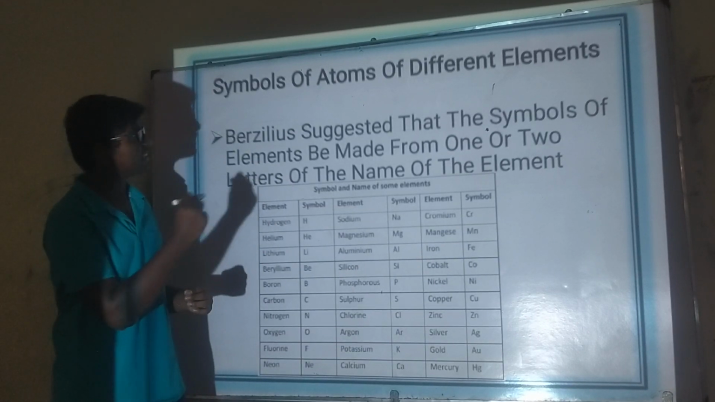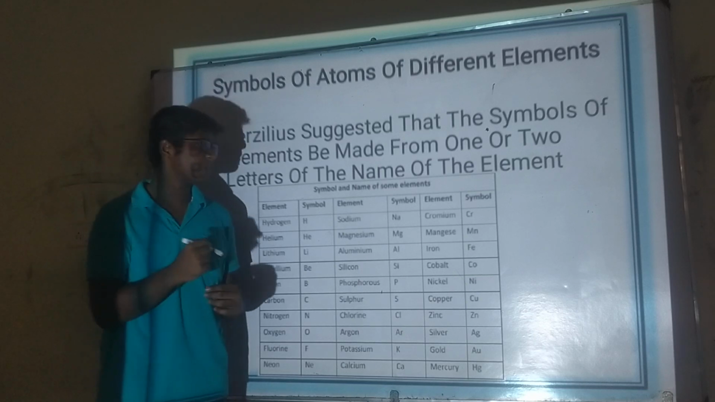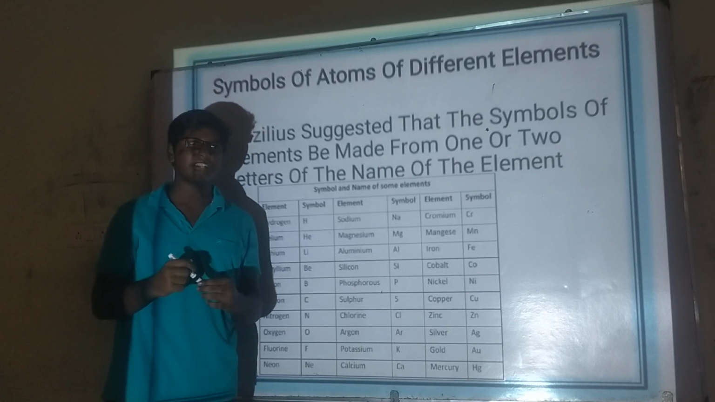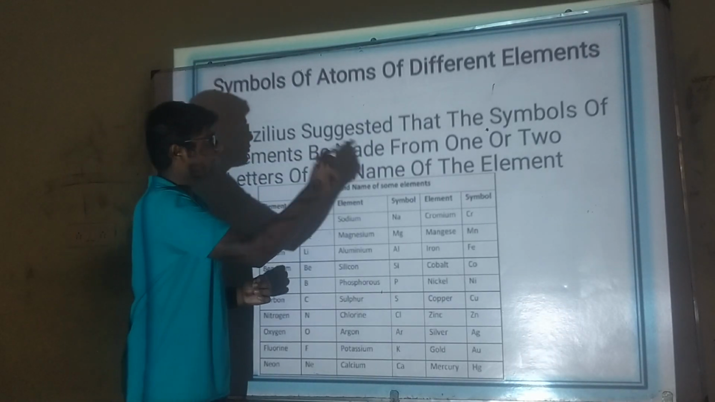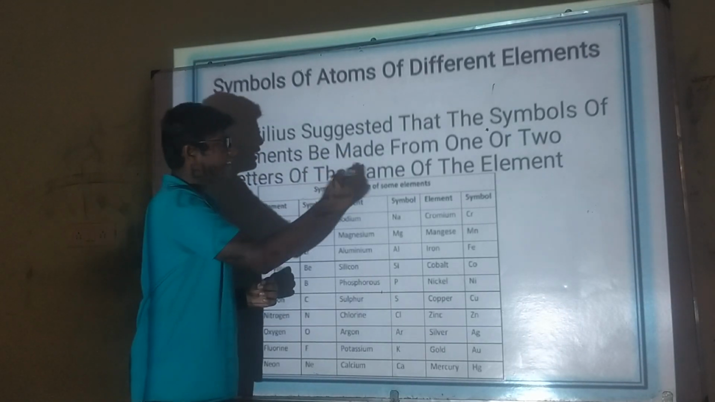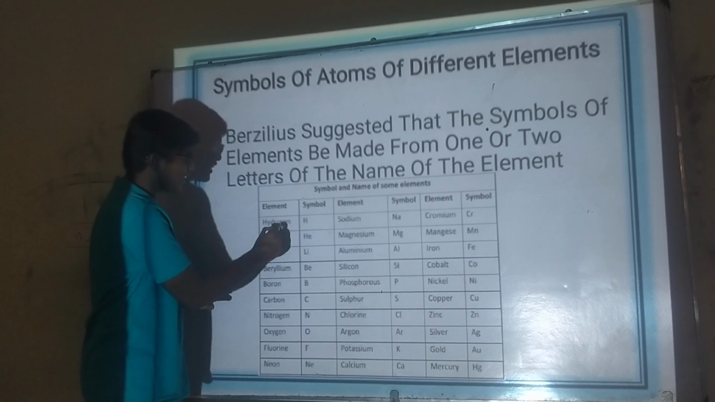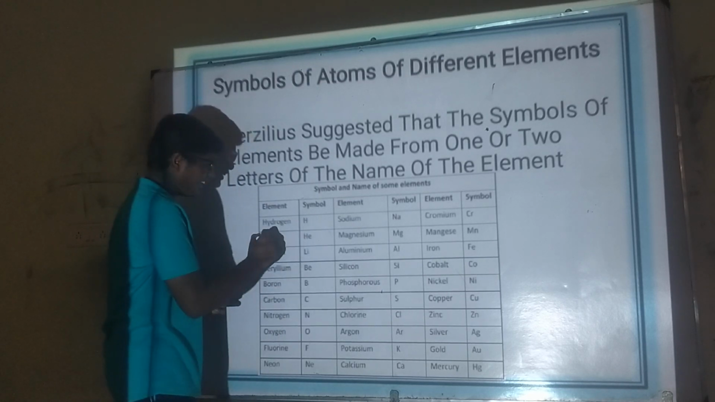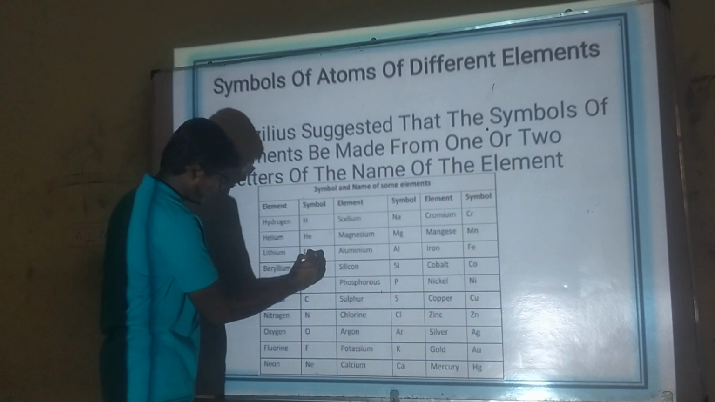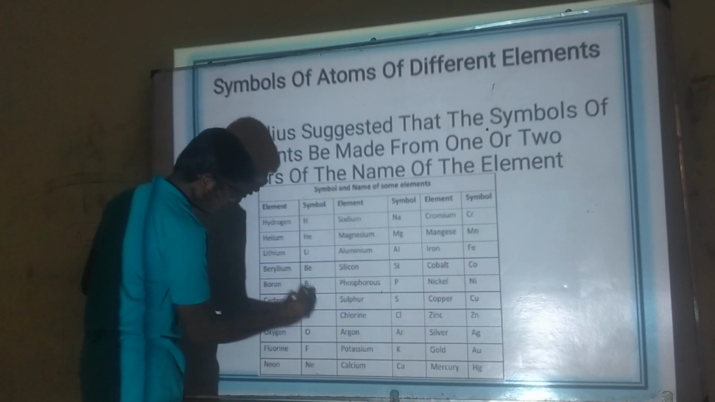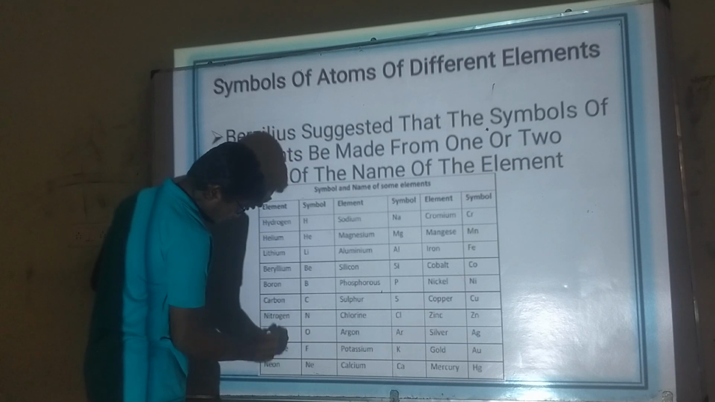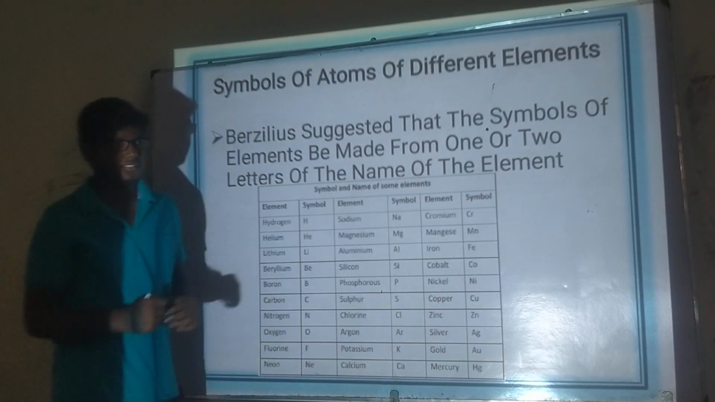Symbols of atoms of different elements. We can't remember names of every element. So Berzelius suggested that the symbols of elements be made from 1 or 2 letters of the name of the element. Here we see that hydrogen, its symbol is H. Helium, He. Lithium, Li. Beryllium, Be. Boron, B. Carbon, C. Nitrogen, N. Oxygen, O, etc.